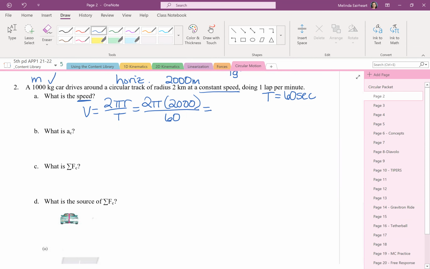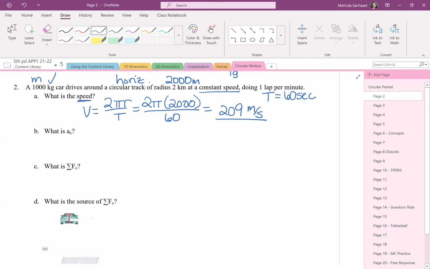And so 2 pi, just FYI, you can use the pi button. You can do 3.14. Maybe you even know what 2 times 3.14 is. 6.28. So I'm going to say 6.28 times 2,000 and then divided by 60. And I get 209. And I'm already in SI units, so it would be meters per second.